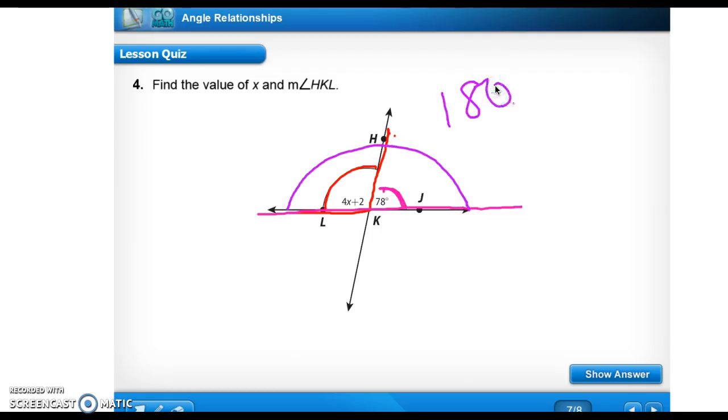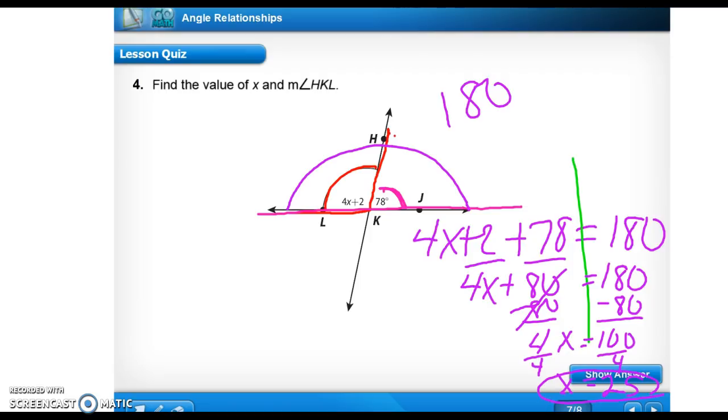So let's make an equation that says that. I would say the 4x plus 2, this angle in red, plus the 78, the angle in pink, should add up to equal 180 because they make a straight angle, a straight line, which is 180. Go ahead and take a minute and solve this, and then hit pause, and when you're ready, come back.